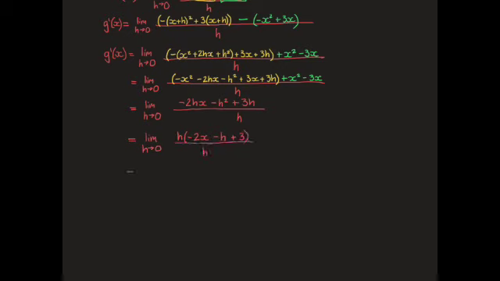And that of course means that I am left with, if I were to cancel them, which I'm going to, negative 2x minus h plus 3. The last step is to recognize the fact that we're throwing in 0 for h, even though it can't be 0, but that's why we say the limit tends to 0. And there we go, we found the first derivative of this function.